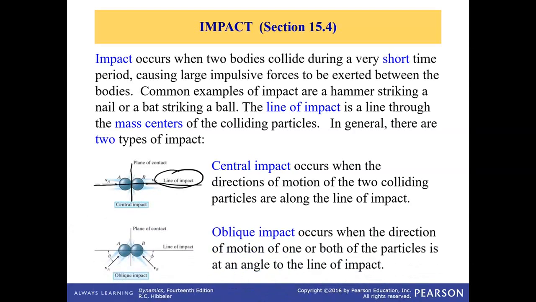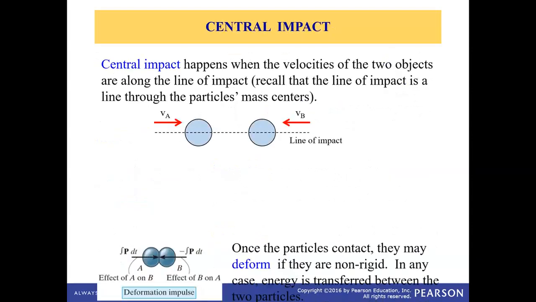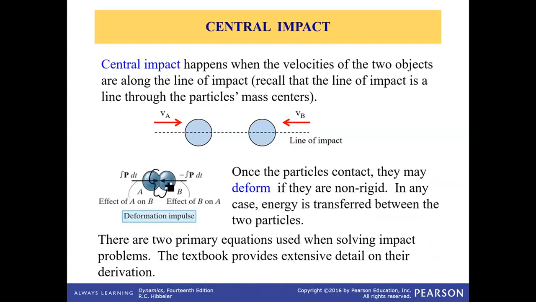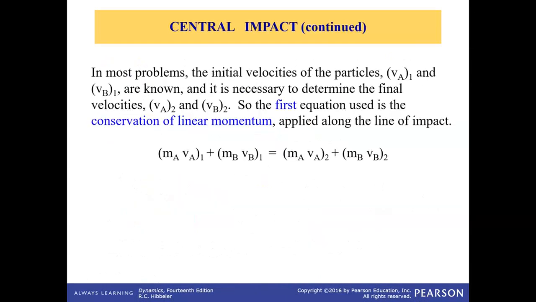Now, depending on the direction of the initial velocities of the two objects, the impact can be classified as central, when the line of impact passes through the centers of mass, or oblique, where the line of impact does not pass through the centers of mass. Here the initial velocities of both balls are at different angles, so this type of impact is called oblique impact, and when it's a straight line, it's called central impact. During the impact, there is localized deformation that happens here, and that impulse is called deformation impulse.